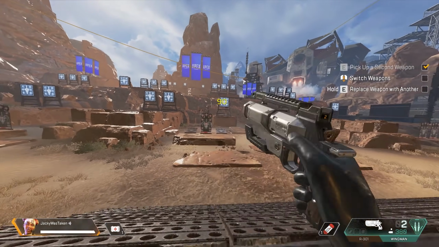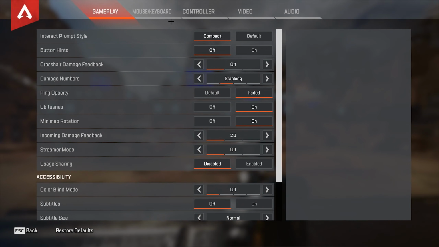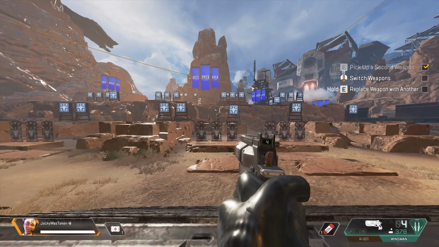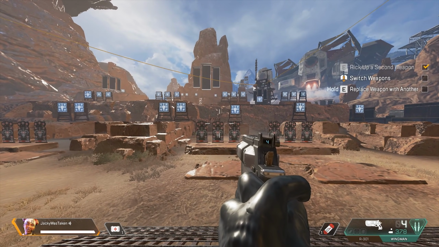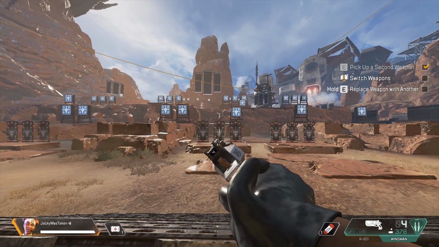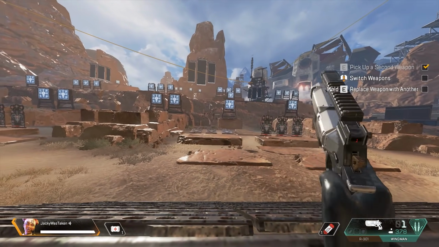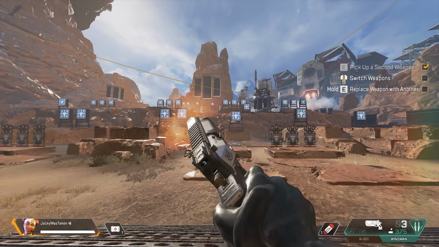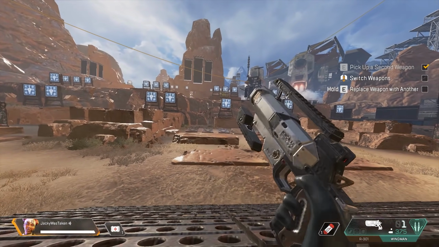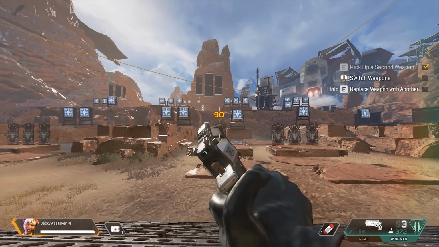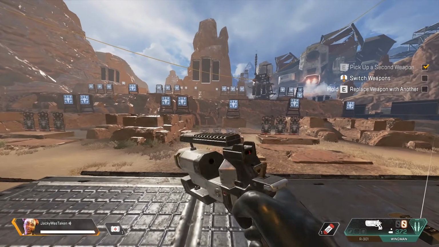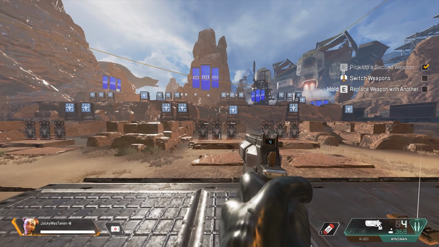One other thing is if you did change your ADS sensitivity, then you might want to do this test with hipfire as well. Make sure you're crouched so that your shots are accurate. And yeah, so that's pretty much it. That's the exercise that I would recommend that you guys do.